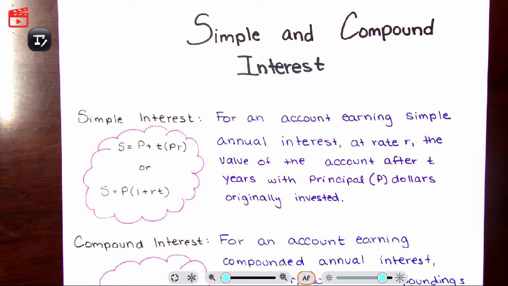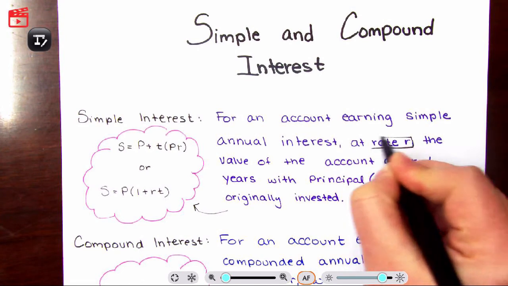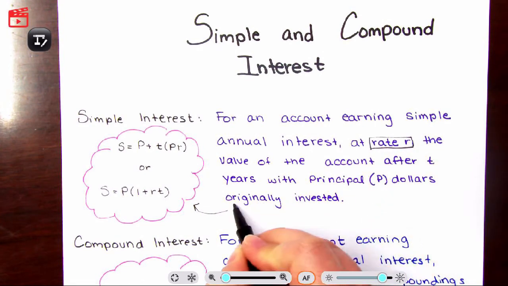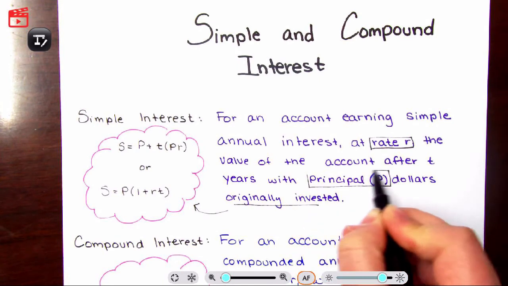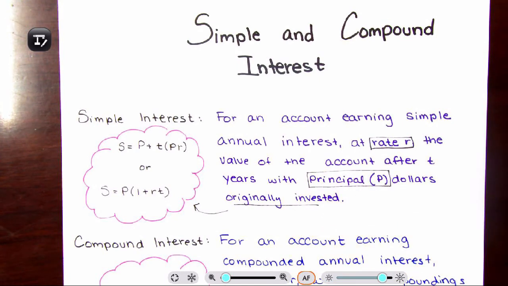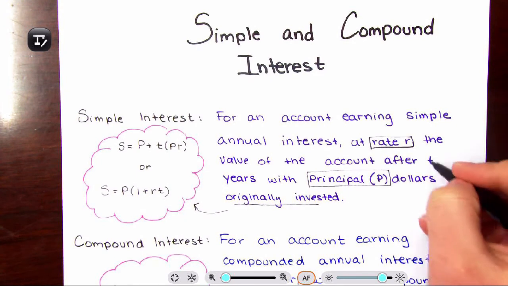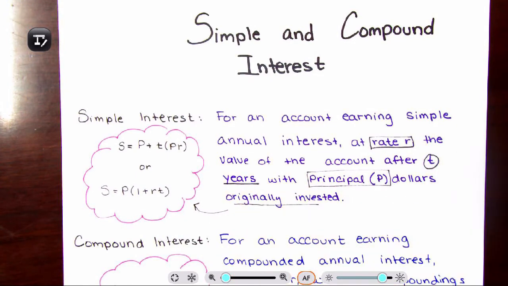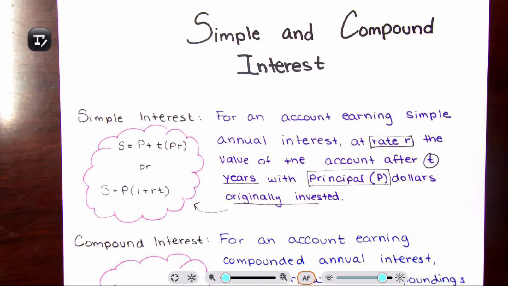All right. So simple interest, let's start that. It's in the name. It is simple. For an account earning simple annual interest at rate R, the value of the account after T years with principal P dollars originally invested is this. So what does that mean? You have your rate, you have your originally invested principal, which is just the amount you started with. If you're in my class, think of like A sub 1, like what's your initial value? T is in years, and your S, your simple interest, your total is just what's the total afterwards.